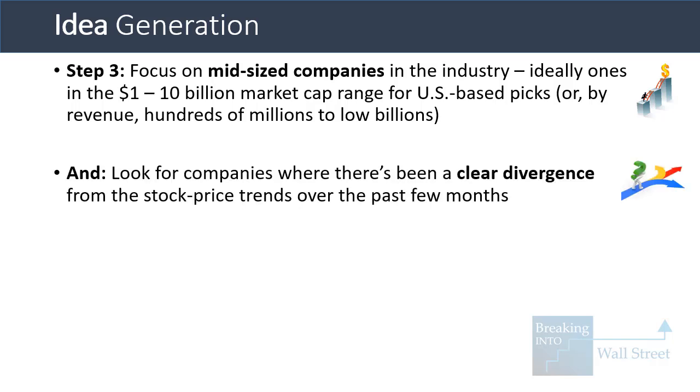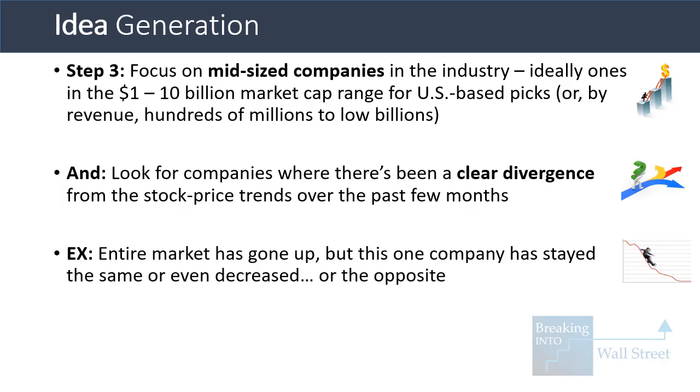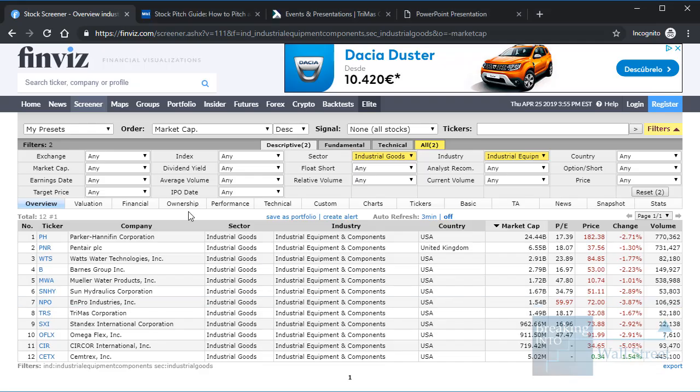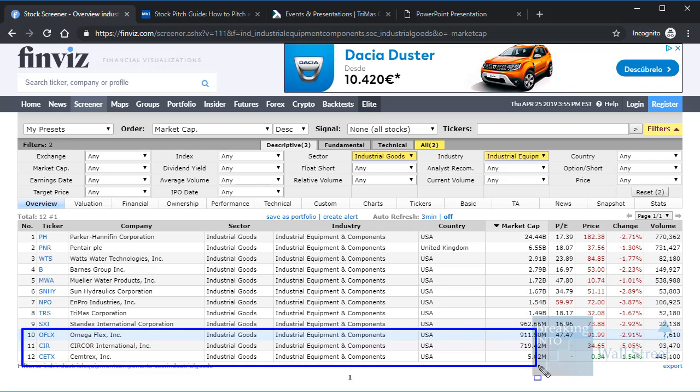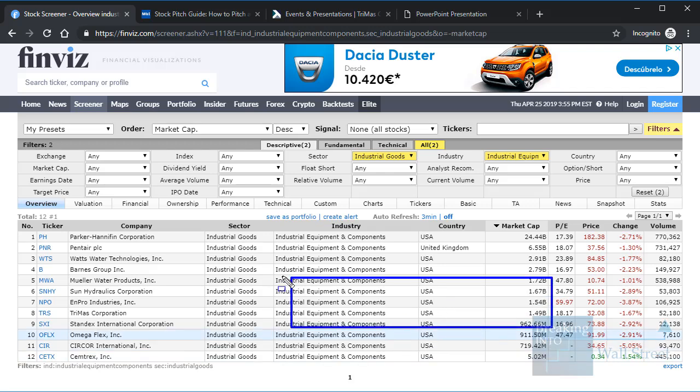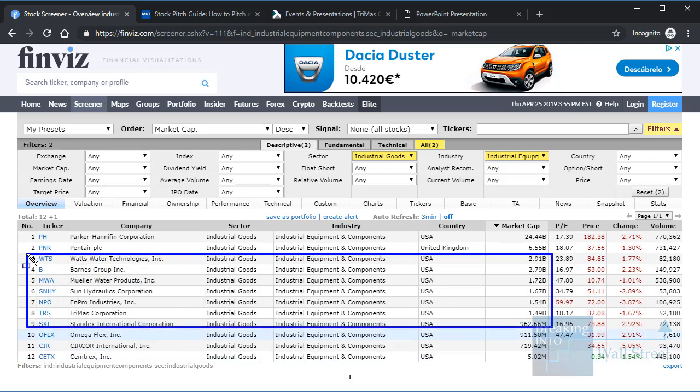You also want to look for companies where there's been a clear divergence from the stock price trends overall over the past few months. So maybe the entire market has gone up, but one company has stayed the same or even decreased. Or it's the opposite and the entire market has gone down, but one company has stayed the same or gone up. So with this example for our industrial screen here, first off, we'd probably eliminate the top two companies at the top. One is in the UK, so it's not great if we're in the US. The other company is just too big. And then we'd probably also eliminate some of these companies at the bottom because they're well below $1 billion in terms of market cap, which leaves us with roughly this set of companies, 5, 6, or 7 or so in the middle.